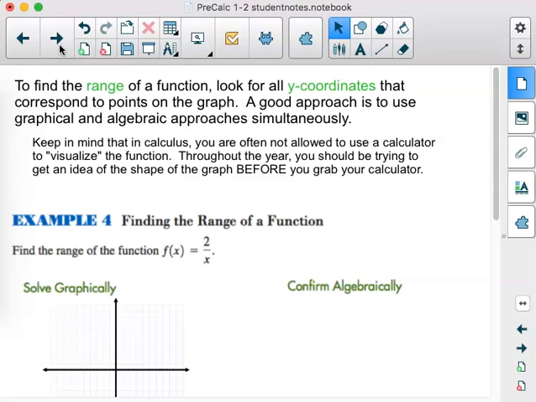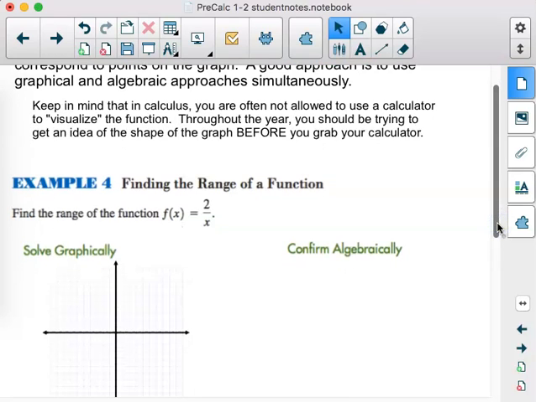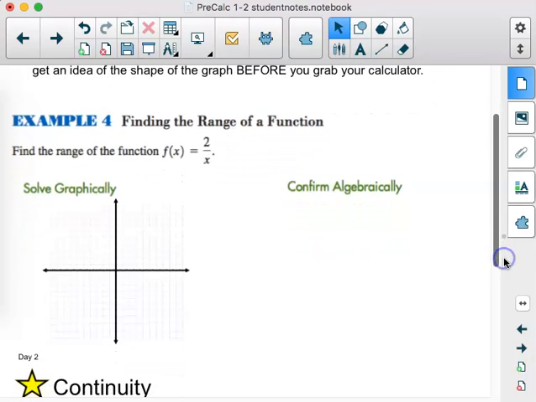So to find the range of the function, look for all y coordinates that correspond to points on the graph. A good approach is to use graphical and algebraic approaches simultaneously. Absolutely. So here in a little bit smaller print, you see, keep in mind that in calculus, you're often not allowed to use that calculator to do that visualization. So you have to know what the function looks like in your head. So throughout the year, you should be trying to get an idea of the shape of the graph before you grab your calculator. And we do that quite a bit in this first chapter.